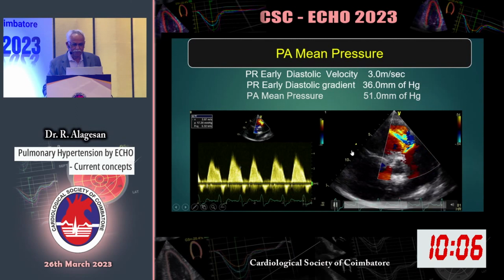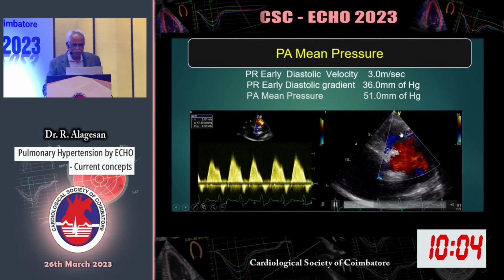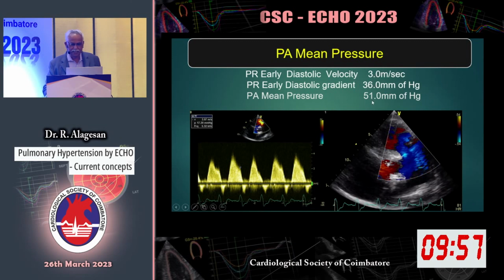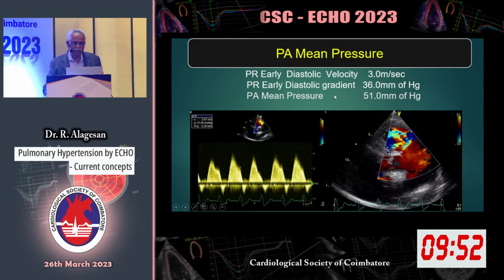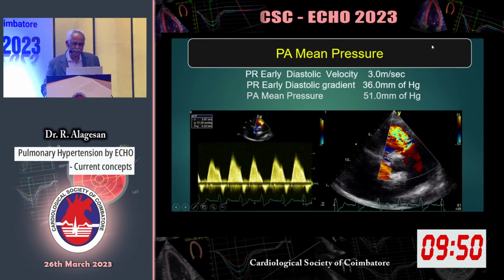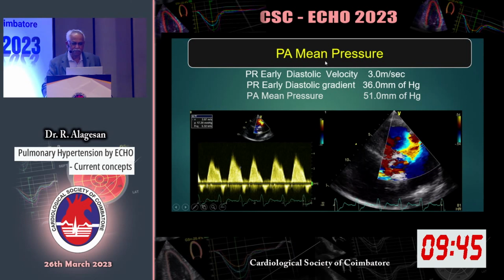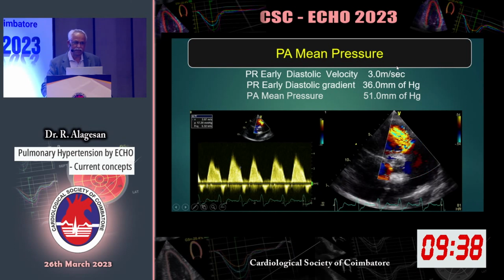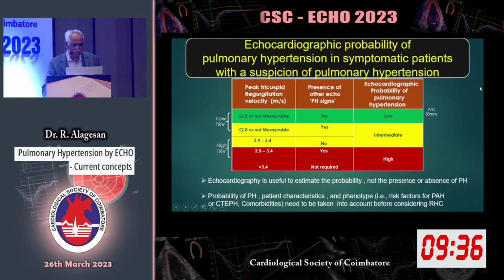And the third method is to use the pulmonary regurgitation velocity. We use the early diastolic velocity, and say if the early diastolic velocity is 3 meters, the gradient is 36, and the mean pressure is 36 plus 15, 51. So these are the 3 methods by which we can assess the pulmonary artery systolic and the diastolic pressure, and also the mean pressure. Three methods can be used. Usually there will be some variation, but most of the time it will correlate whether it is elevated or not.